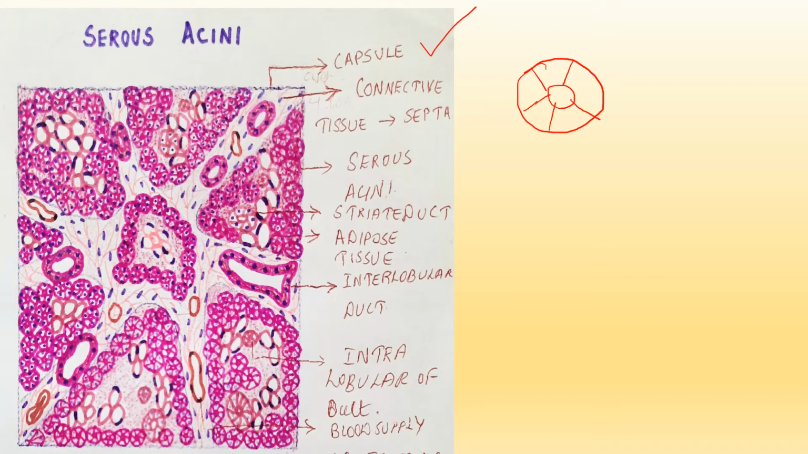If you see the secretory granules, they accumulate at the apical part of the cell. Because of that, it pushes the rounded central nuclei to the basal part. So the nuclei is pushed to the base, and you can see the rounded nuclei at the base.